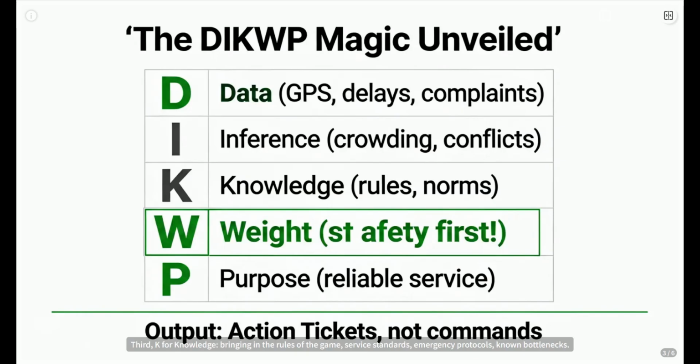Third, K for knowledge, bringing in the rules of the game, service standards, emergency protocols, known bottlenecks. Fourth, W for weight, applying critical constraints like safety always trumps efficiency or prioritizing vulnerable passengers. Finally, P for purpose, defining the goal, which isn't just faster buses but reliable, safe, and understandable service. The output? Not direct commands but action tickets, suggestions with evidence, risk levels, and clear human confirmation steps. No rogue AI taking the wheel here.